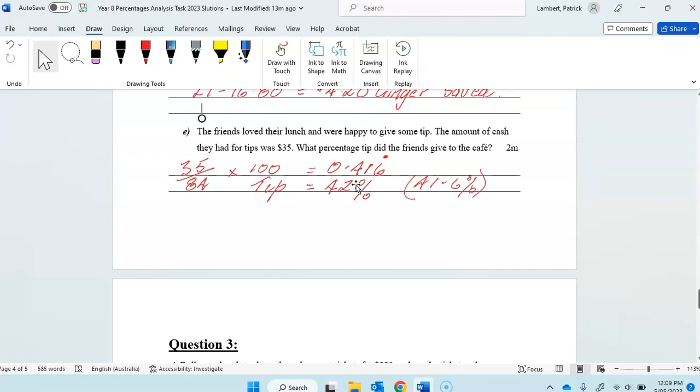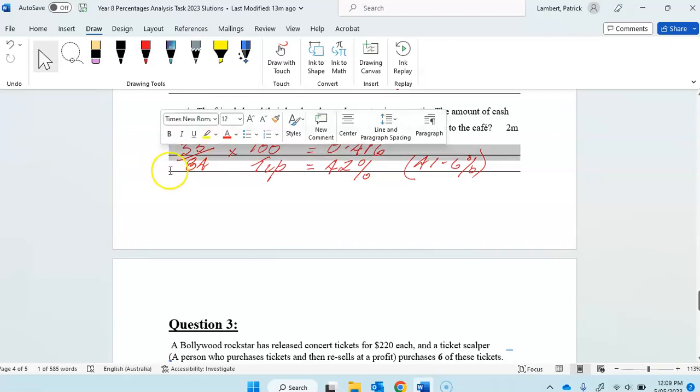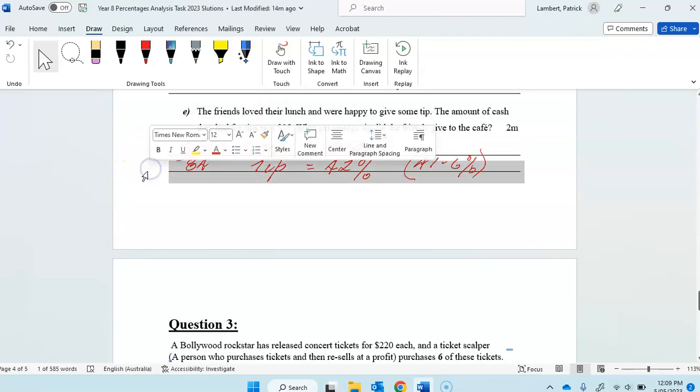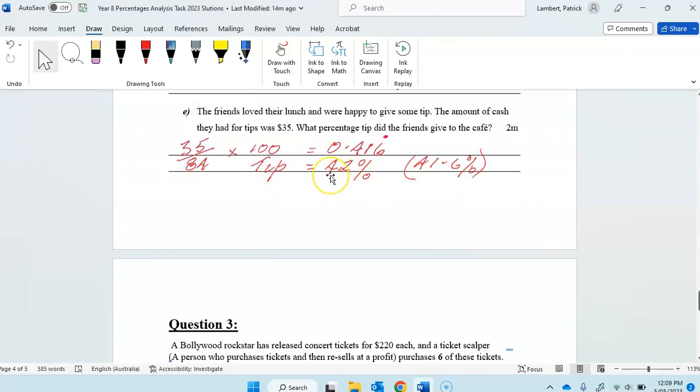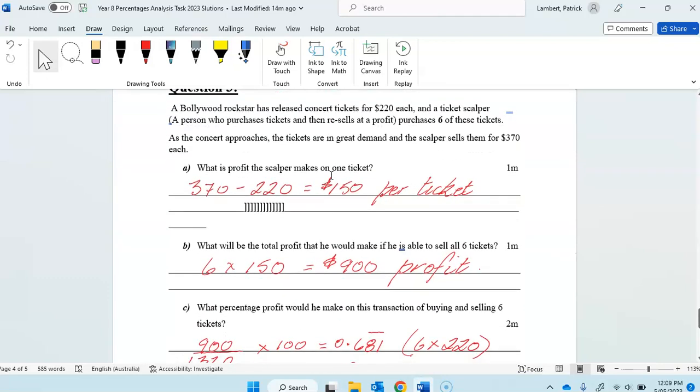The friends loved their lunch and were happy to give some tip. This is slightly different to what we had in class. The amount of cash they had for tips was $35. What percentage tip did the friends give to the cafe? So it was 35 out of 84 multiplied by 100. So one amount as a percentage of another amount. This is type 2. So we had 41.6 or 42% tip. I don't mind which way you went.